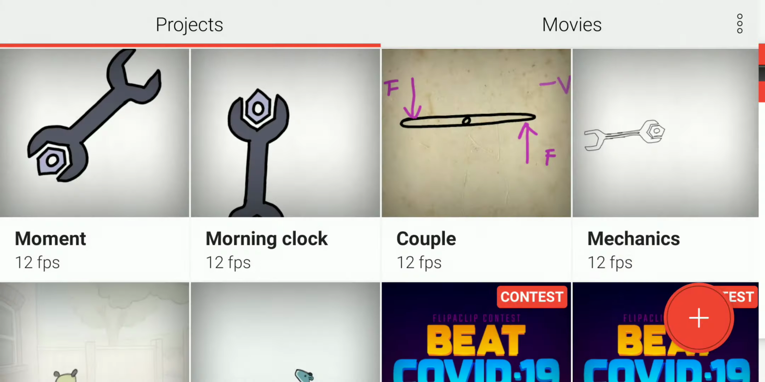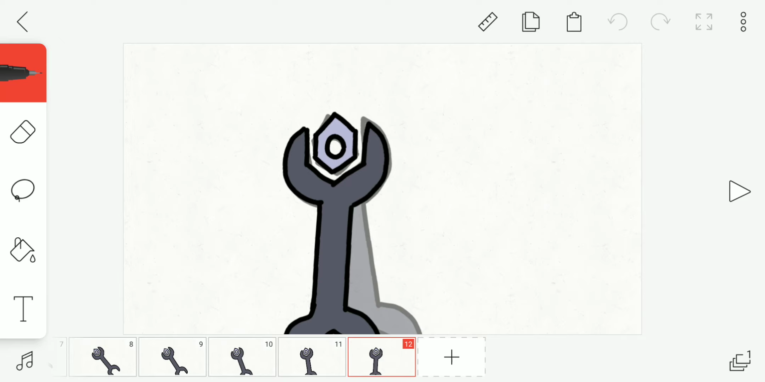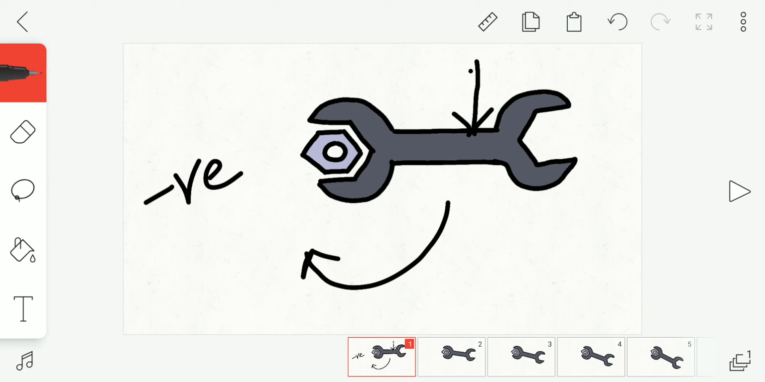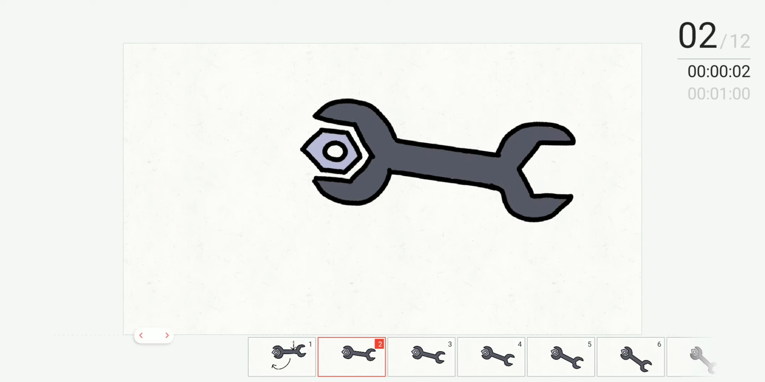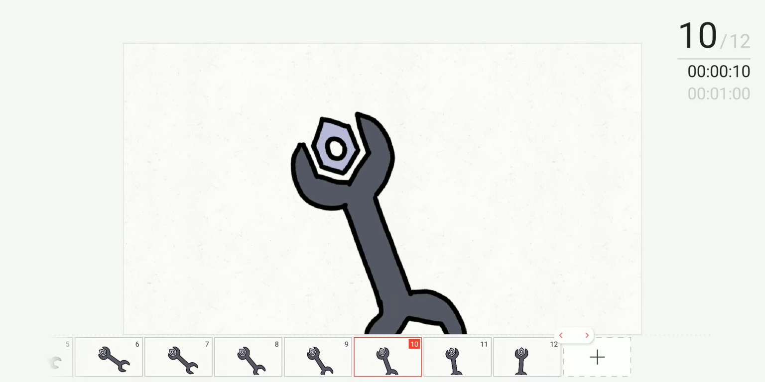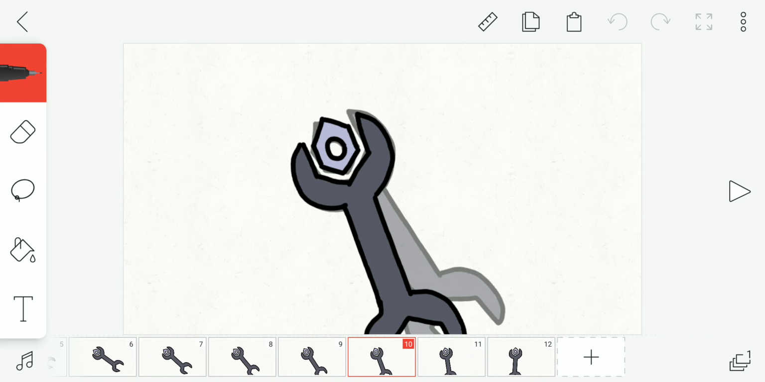So let us go for clockwise moment. In this animation, if I give the force at this particular point from above to below, the wrench starts moving in clockwise direction, that means in this direction. Previously, the anti-clockwise moment we have taken as negative. Now we have to take it as positive. The wrench started moving in clockwise direction, which shows us the moment is positive.